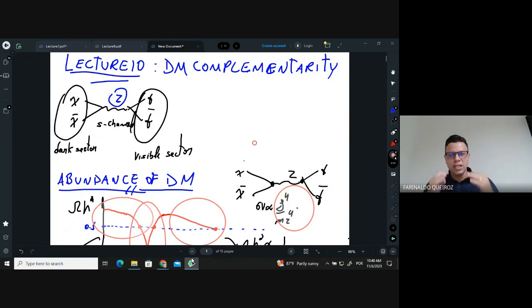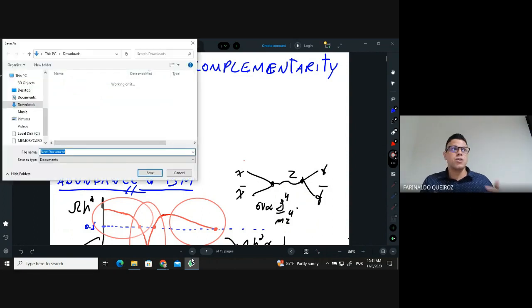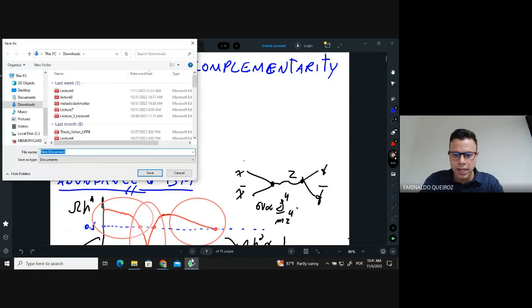First, you want to at least satisfy the relic density, because otherwise you don't have a concrete dark matter model. Your model has to explain the correct relic density, has to give you that.